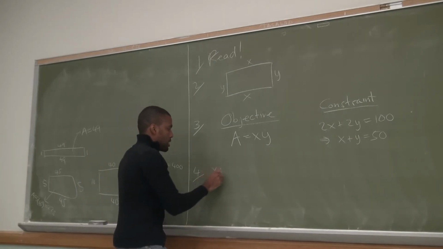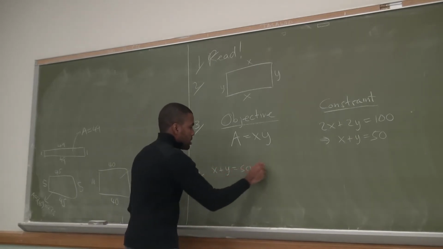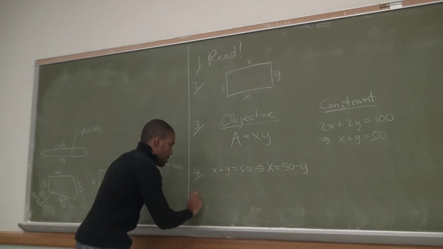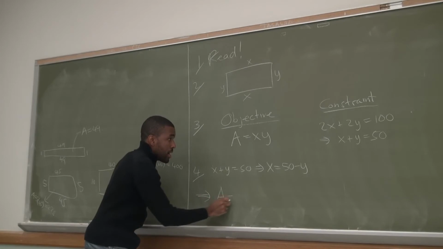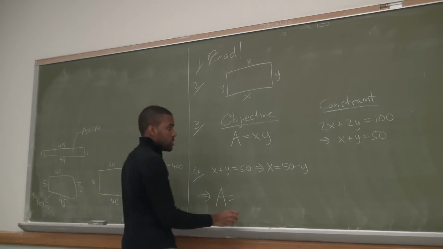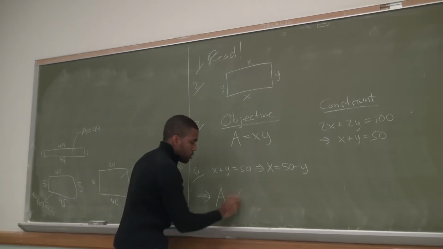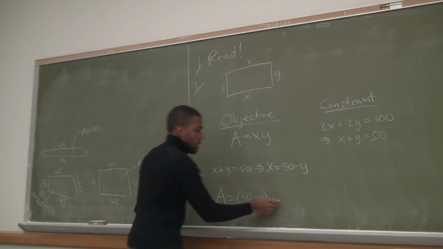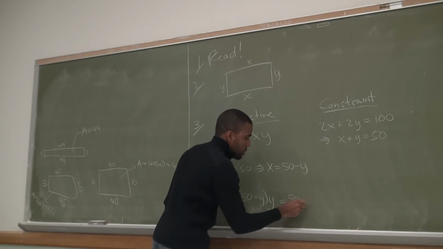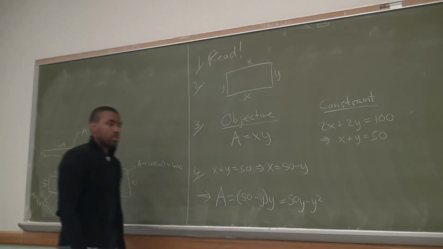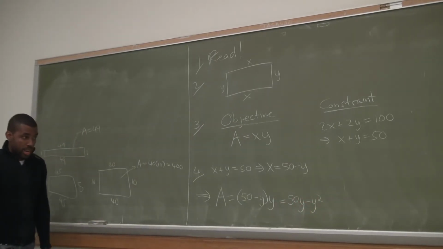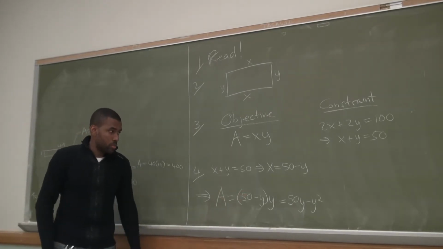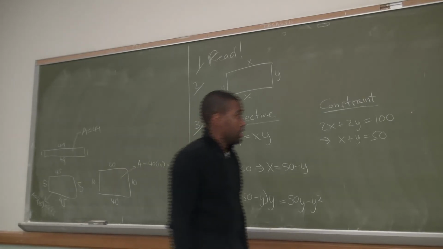Well, x plus y equals 50. This means that x equals 50 minus y. This means that I can rewrite my area equation as the x, I simply replace with 50 minus y. So now my area is 50y minus y squared. Now this is my area equation in terms of a single variable. Right? Now what do I want to do with the area?